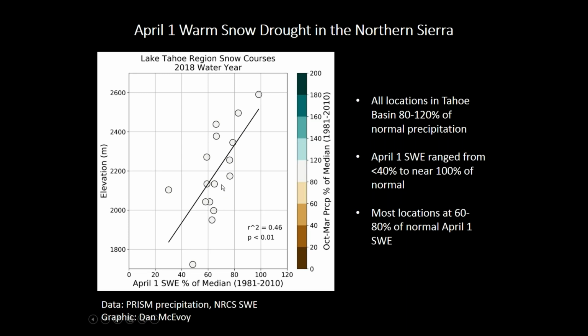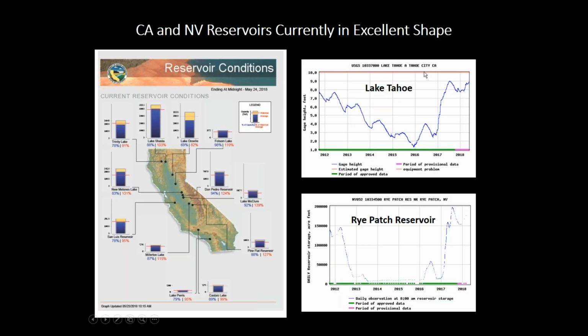And so once again, we saw this warm snow drought in the Sierra Nevada where precipitation was not too far from normal, yet the snowpack on April 1, particularly at the lower elevations, was in very, very poor shape. And so this is something to consider when we talk about the water supply, which I'm going to be talking about next. First, I wanted to mention the reservoir conditions.